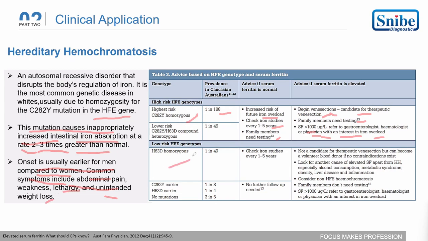For the low risk HFE genotype, H63D homozygous, check iron studies every 1 to 5 years. And these are carriers of different autosomal recessive, hereditary disease, with frequencies of 1 in 8, 1 in 5, and 3 to 5. No further follow-up is needed, only asymptomatic treatment is required for such patients.